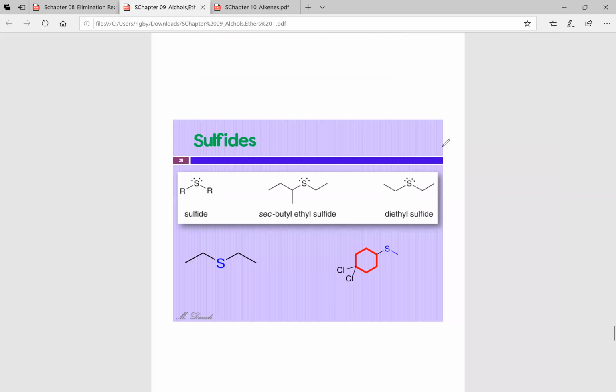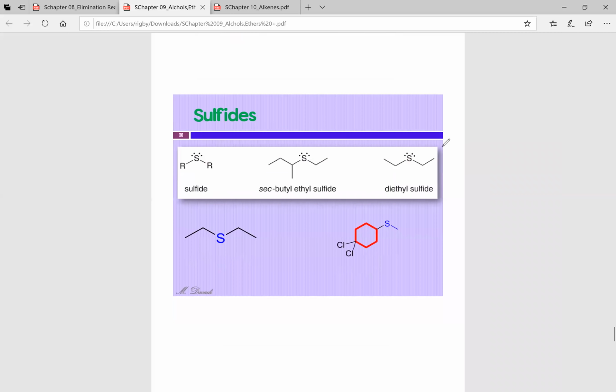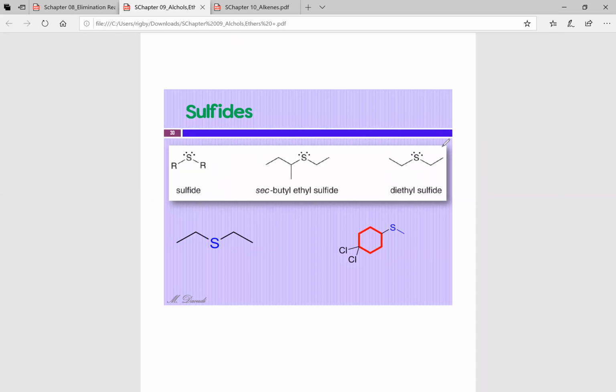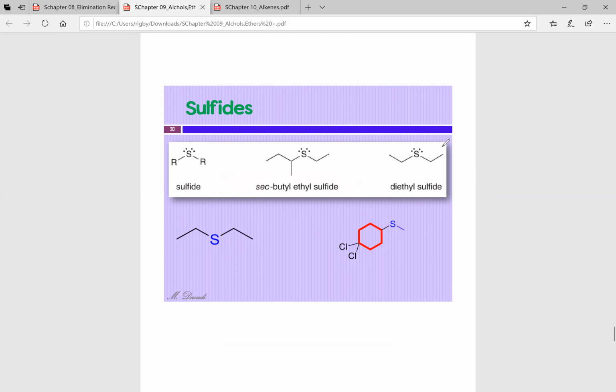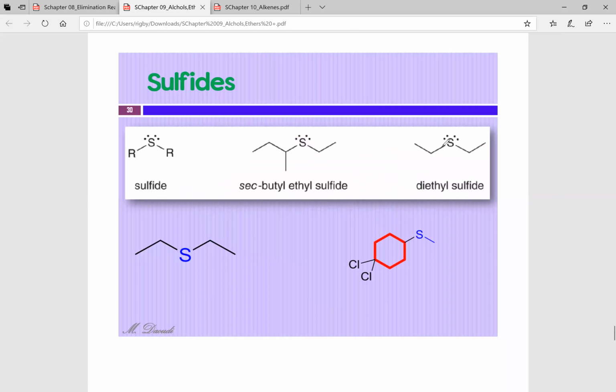And so essentially, a sulfide is the ether version of the sulfur group. So we just have an S with two groups on either side of it, and we're essentially going to be naming it the same way that we name ethers. Sec-butyl, this is our sec-butyl. Ethyl, ethyl sulfide, there's the S in the middle. So we're naming it just like any ether, but instead of having ether at the end, we have sulfide at the end.